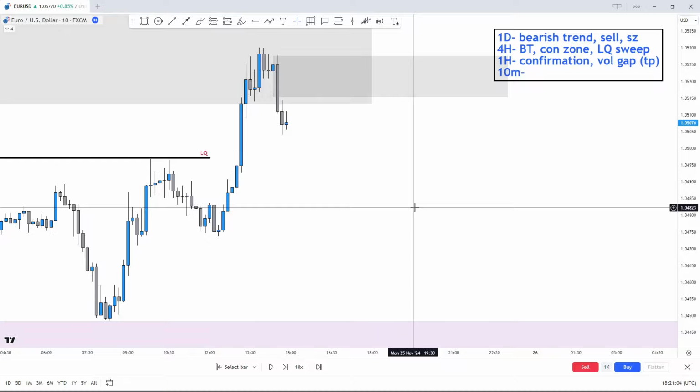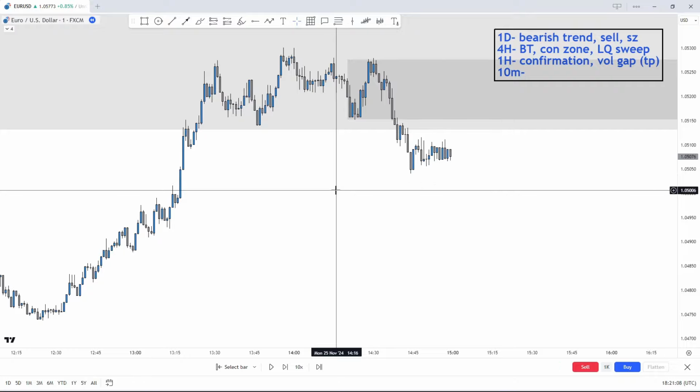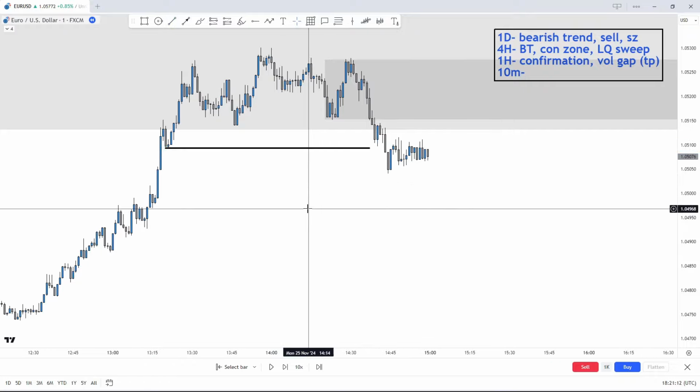We can go to, for example, the 1 minute time frame and make sure that we have a lower time frame change of character. I mean, we can see that this demand zone over here got taken out, but none of that is necessary because we're trading with the trend.